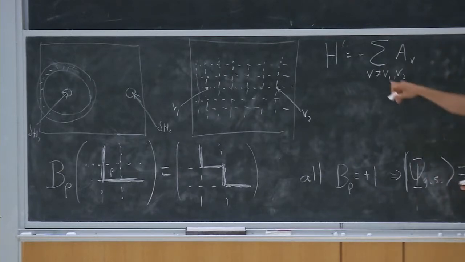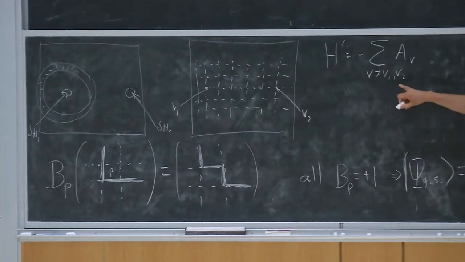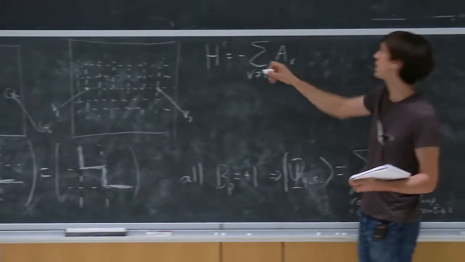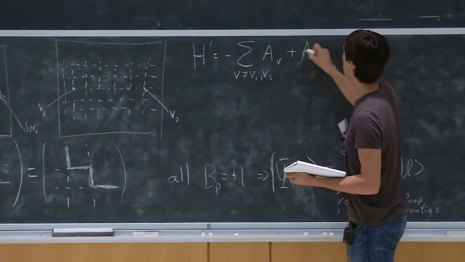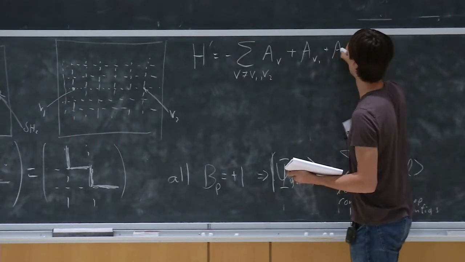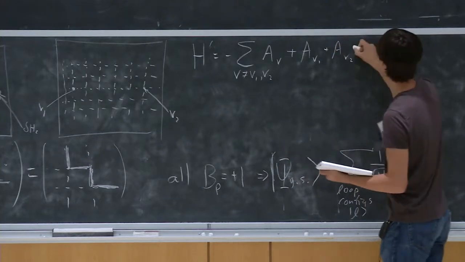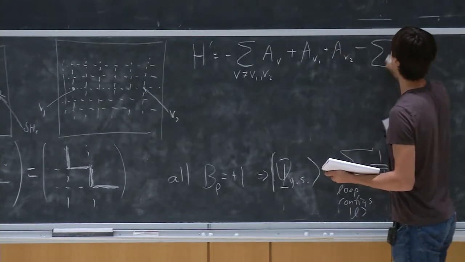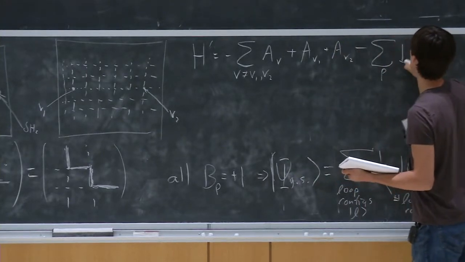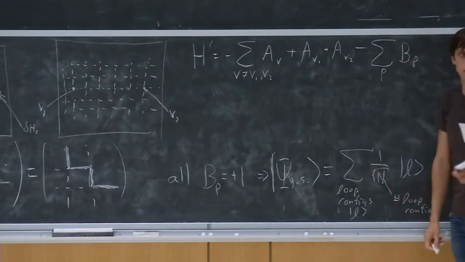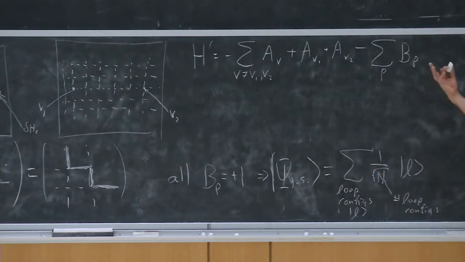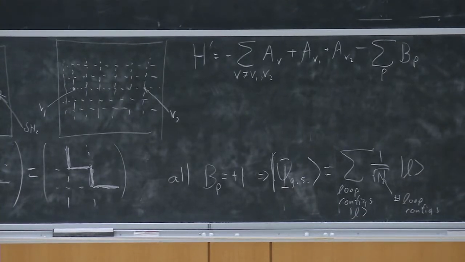And then when V is equal to V1 or V2, I'm just going to flip the sign. So the sign in the original Hamiltonian was negative, now I'm going to make it positive. So plus A_V1 plus A_V2. And then I'm going to keep the plaquette term as is. So the plaquette terms don't get modified at all. Still exactly commuting. Everything's still easy to solve in this Hamiltonian.